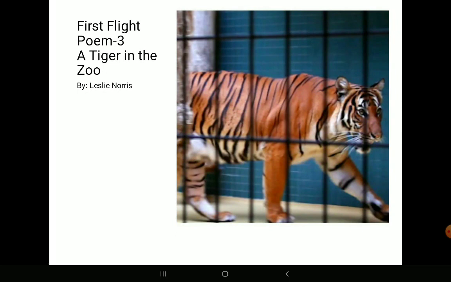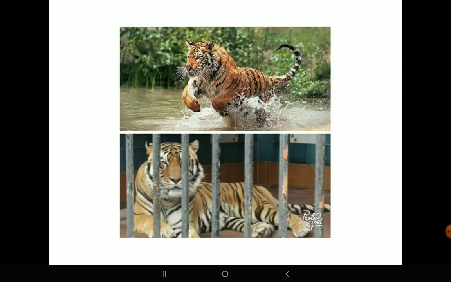Now just look at the picture. As the title tells, it's a tiger in a zoo. Similarly, the picture tells us how a tiger lives in a zoo. Let's start by comparing these two pictures. One shows the tiger in the forest, in the jungle, enjoying, and the other shows the tiger behind the bars in the narrow confines of the cage, put in a zoo, looking very sad, helpless.